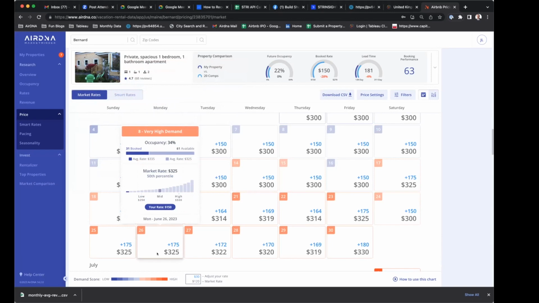So what is forward pacing? What rate is getting booked? What isn't? And then the booking curve for your market. So if you want to make sure you're meeting your average occupancy goals, how you need to adjust your rates to meet that.